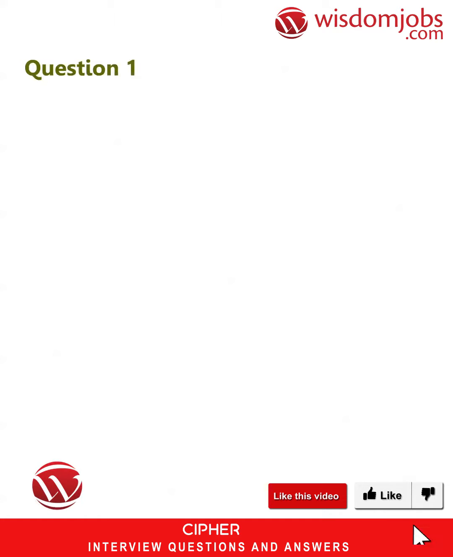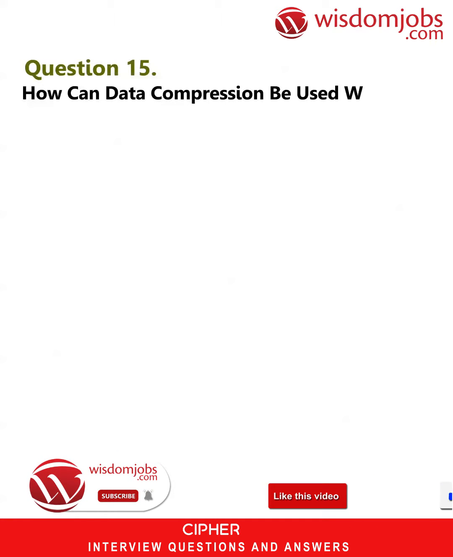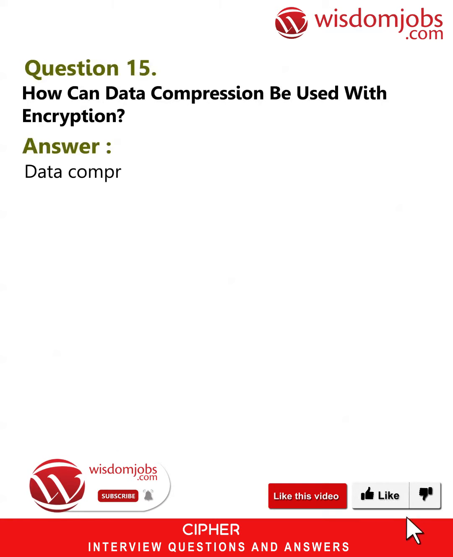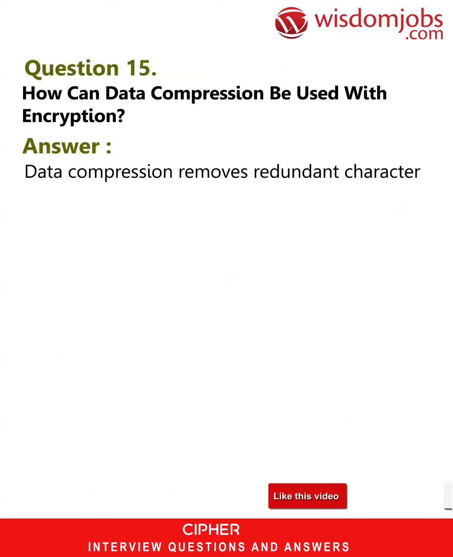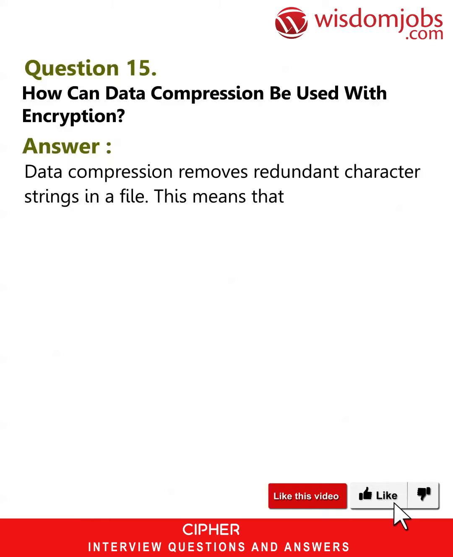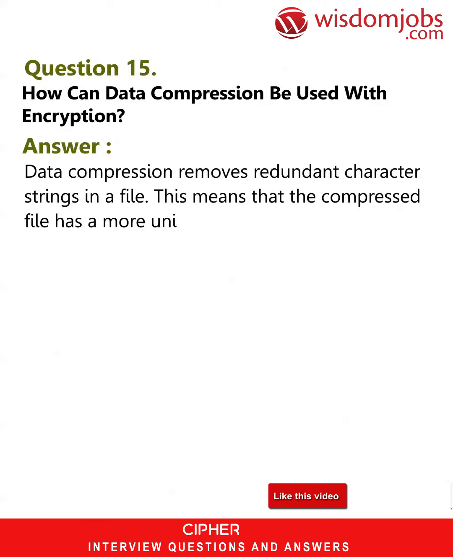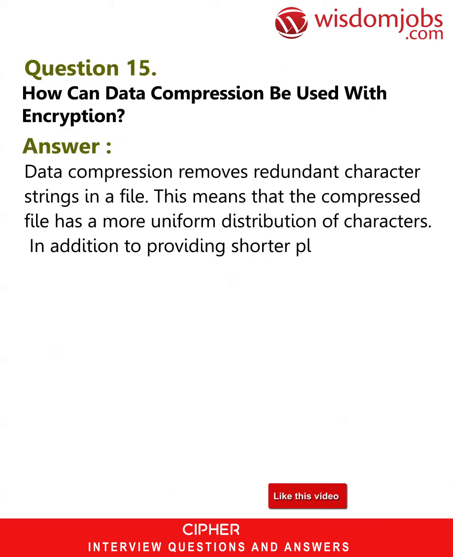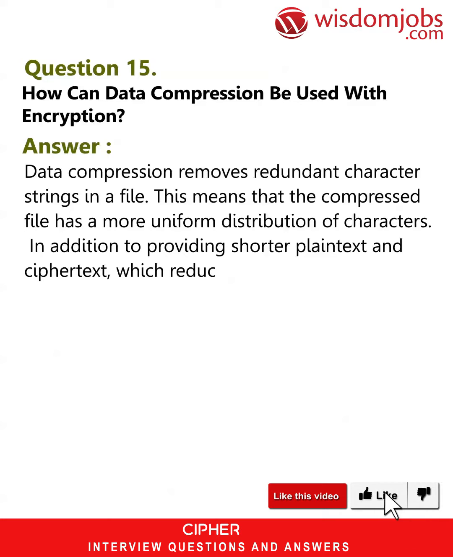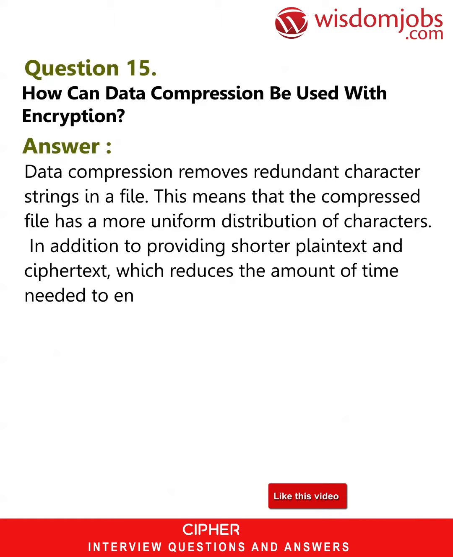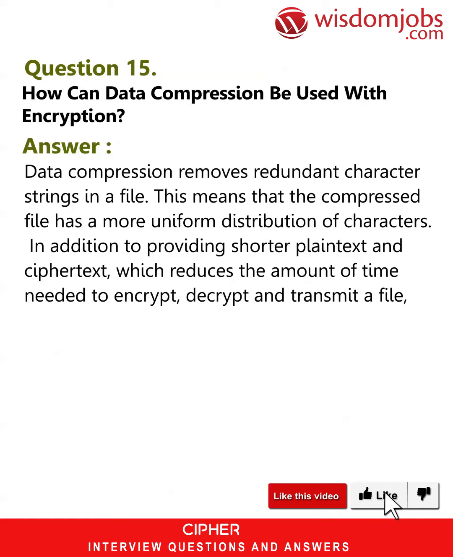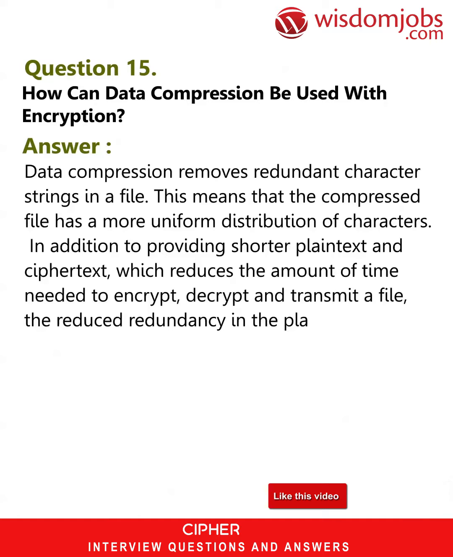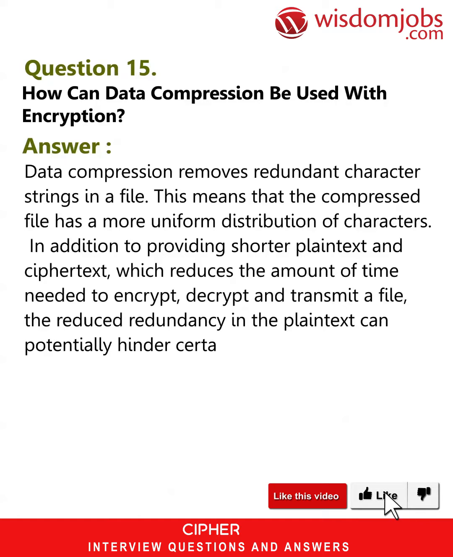Question 15. How can data compression be used with encryption? Answer. Data compression removes redundant character strings in a file. This means that the compressed file has a more uniform distribution of characters. In addition to providing shorter plaintext and ciphertext, which reduces the amount of time needed to encrypt, decrypt and transmit a file, the reduced redundancy in the plaintext can potentially hinder certain cryptanalytic attacks.